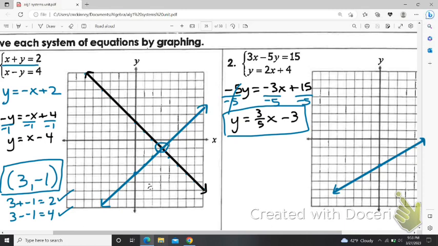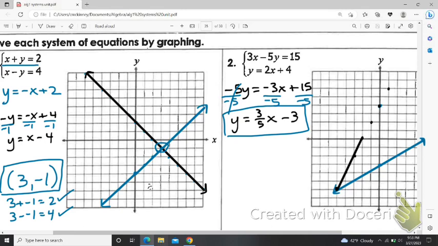I'll start at 4. 1, 2, 3, 4. And up 2 over 1 rather. Up 2 over 1. Down and left, down and left, down and left, down and left, down and left. Whew. So I had to go a good ways on that one before they cross, but they do.